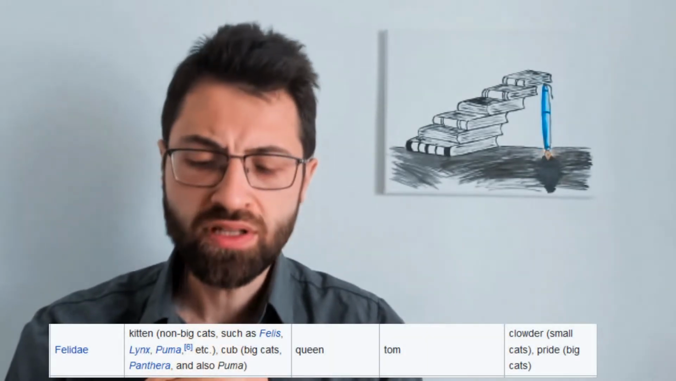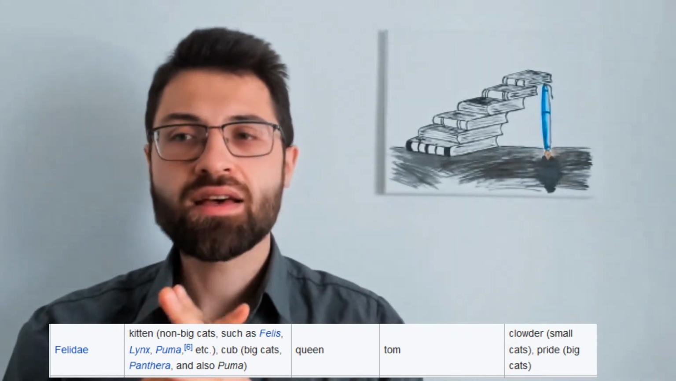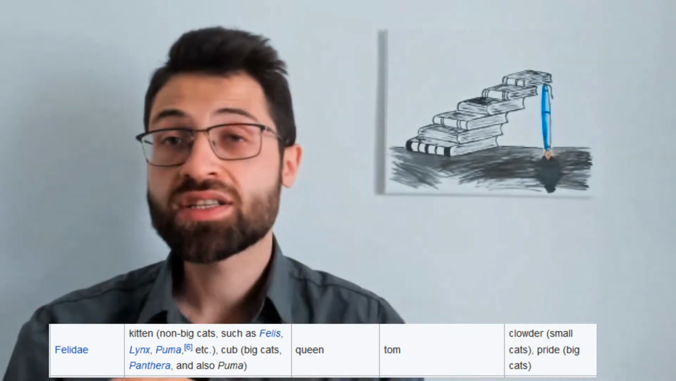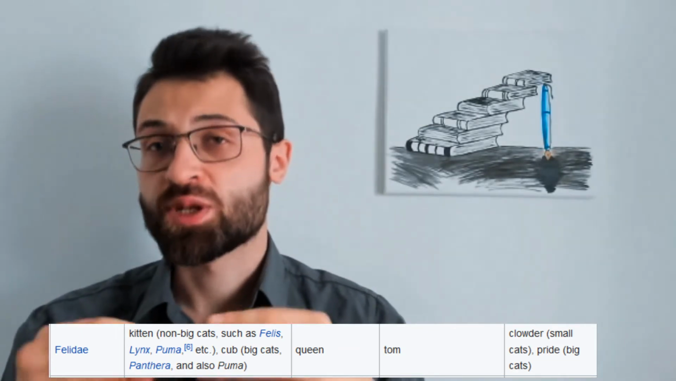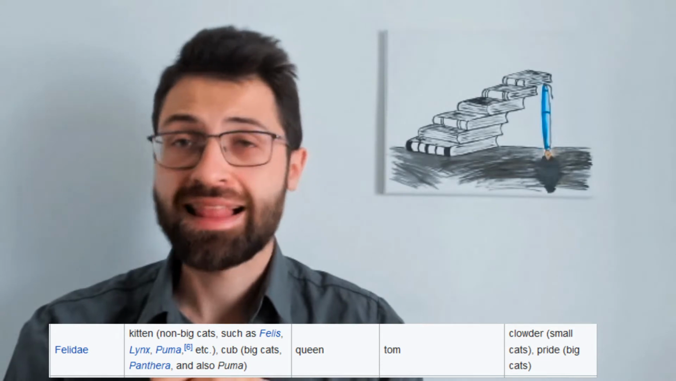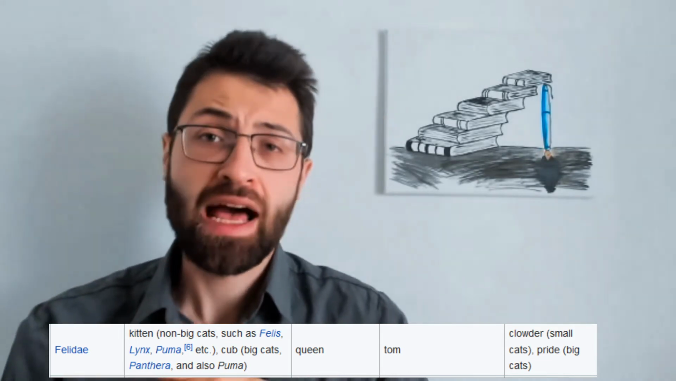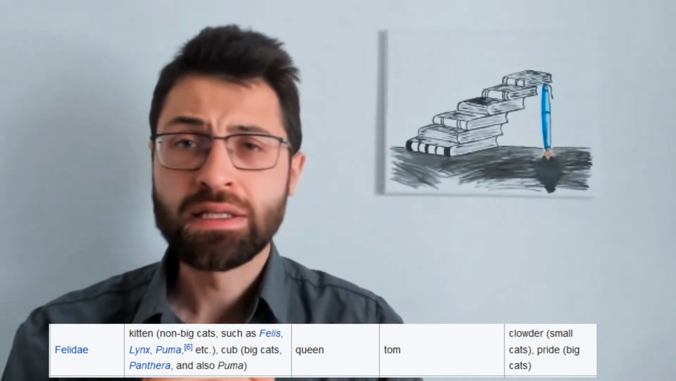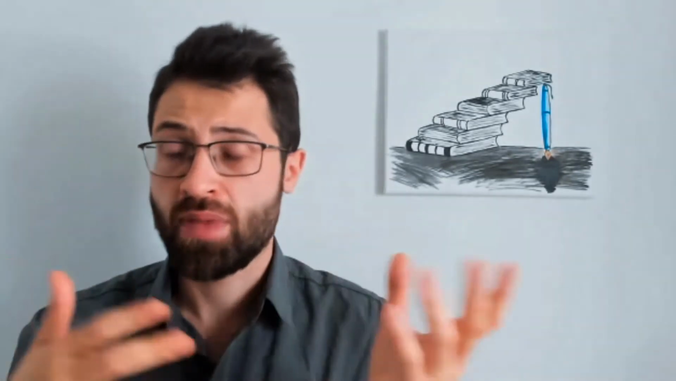I found out that cats, female cats are called queens, because of course they would. And then you have the male toms. And obviously, cats are distinguished in size. So a bunch of small cats is called a clowder. A bunch or a group of large cats, so lions for instance, is called a pride. Oh, the hubris.